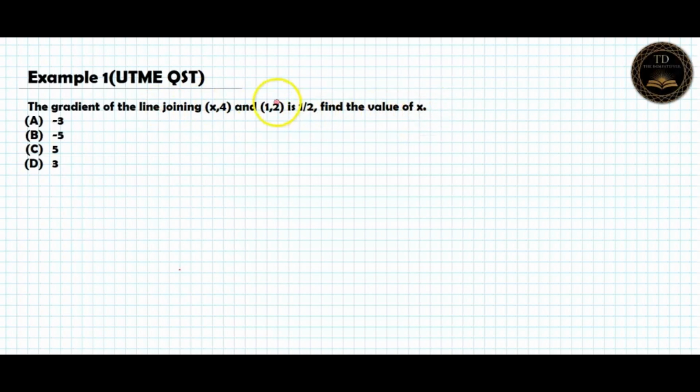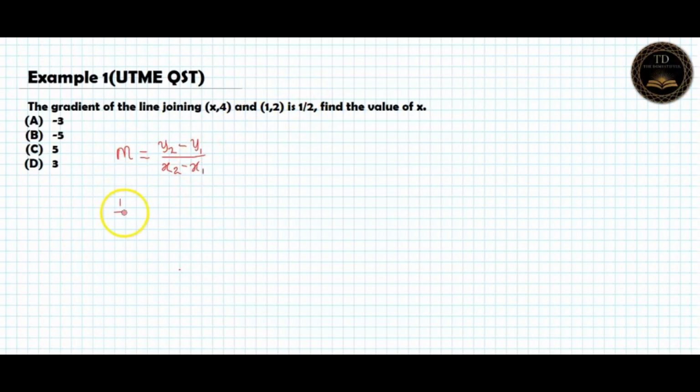Okay, so here the gradient has been given, so we're just to look for this missing abscissa value for the first point. So let's just start by writing the formula. So the gradient of a line we already know is equal to y2 minus y1 over x2 minus x1. Okay, now you can see that they gave us the gradient m as 1 over 2.